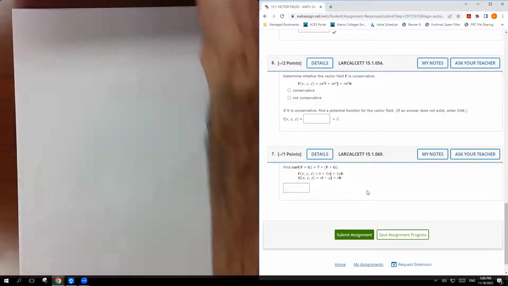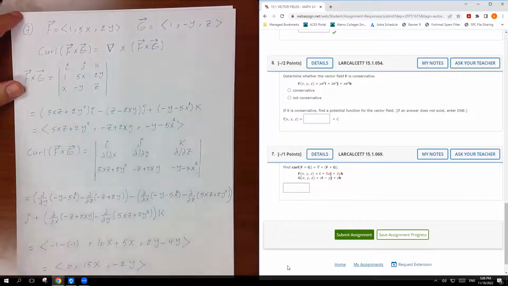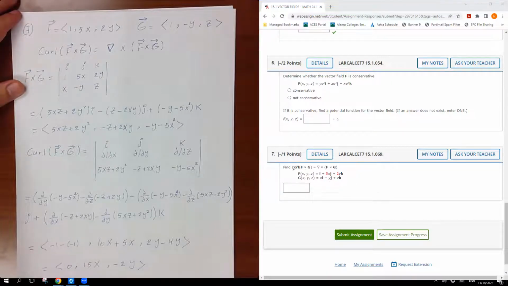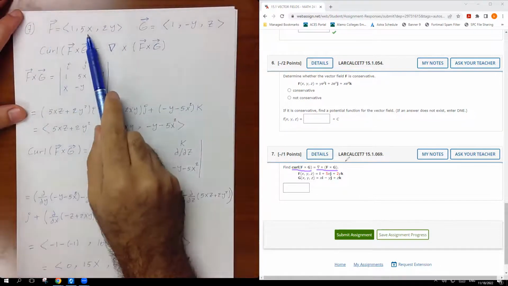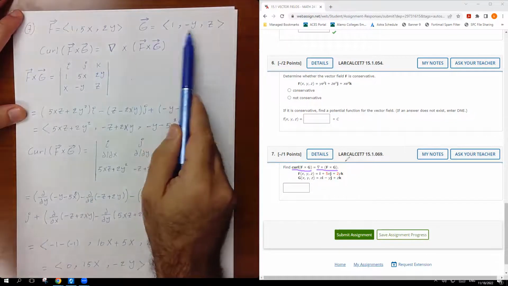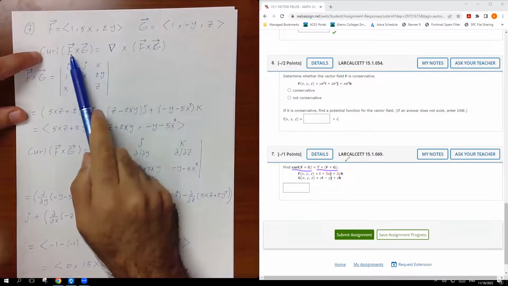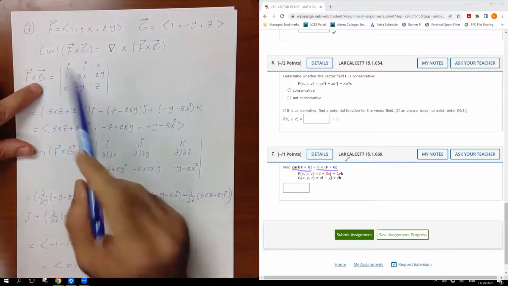For number 7, we have f and g, and here is the function f and here is the g. They ask you to find the curl, and it's equal to the gradient cross product between f and g. So the first thing I'm going to do, here is the function f, which is 1, 5x, and 2y. And g is x, negative y, and z. The curl of f cross g. First of all, f cross g is going to be, that's what we need to prove.